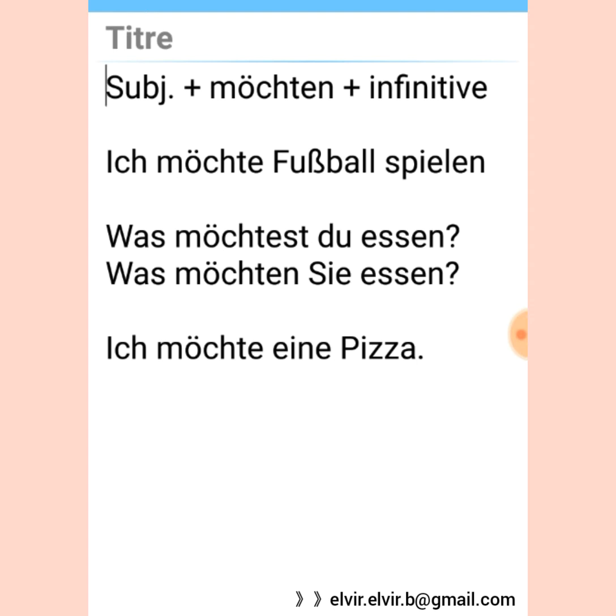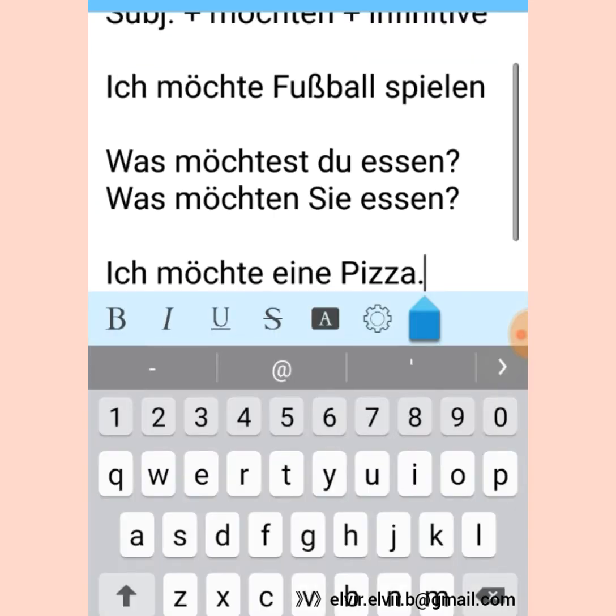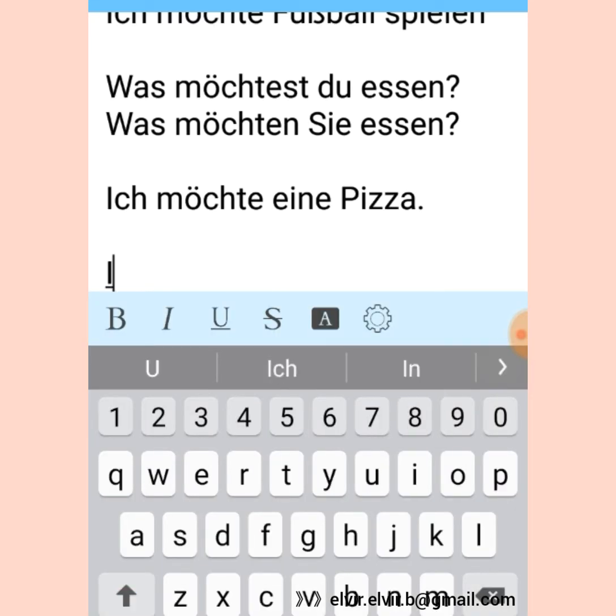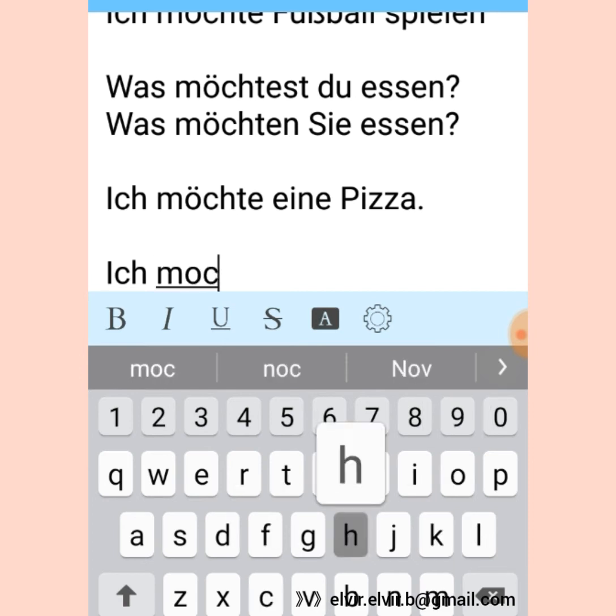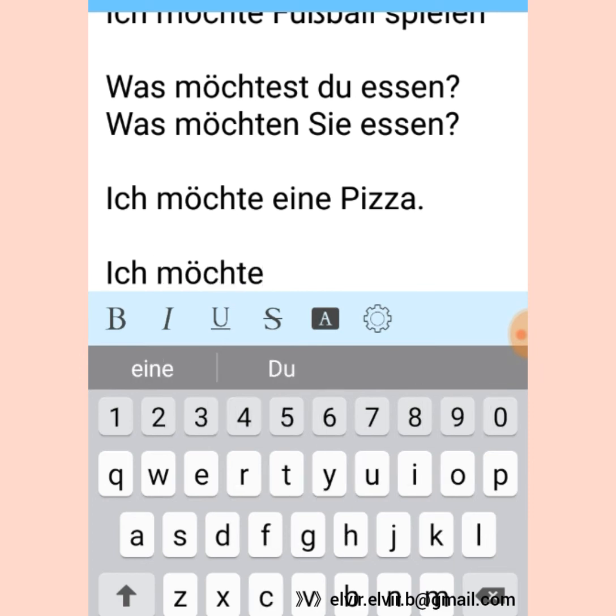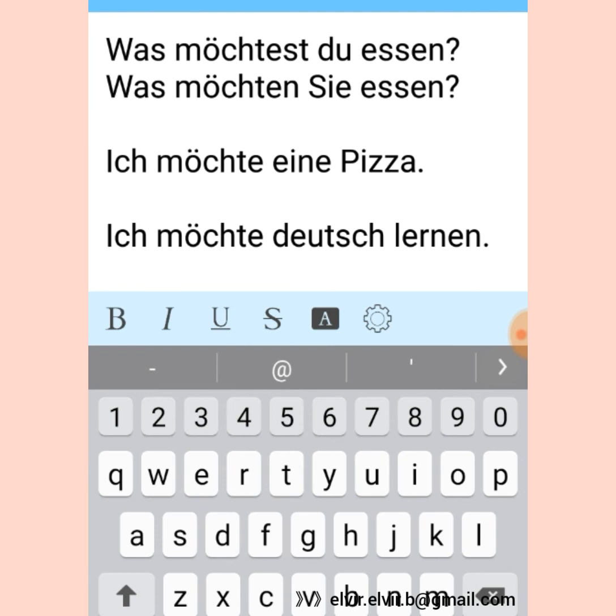And the answer would be, ich möchte eine Pizza. I would like a pizza. Or you can add something else. Ich möchte, for example, ich möchte Deutsch lernen. I would like to learn German. Or you can write something else.